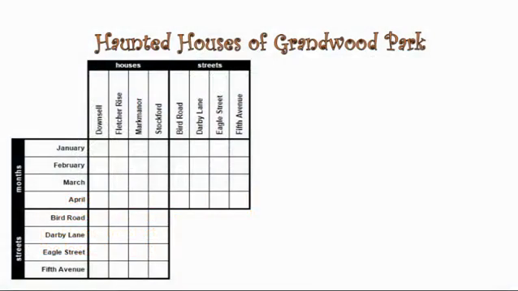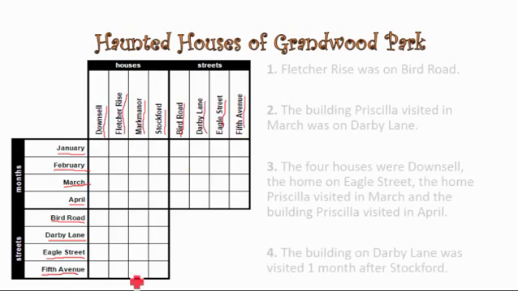Here is what a basic grid logic puzzle will look like. As you can see, there's the 4 months that Priscilla visited a house. Here are the names of the ghosts which the houses are named after. And then down here you'll see the street names for each house and what they're on. And the reason this is set up like this is because of the way some of the clues are worded, which will make sense once we see the clues.